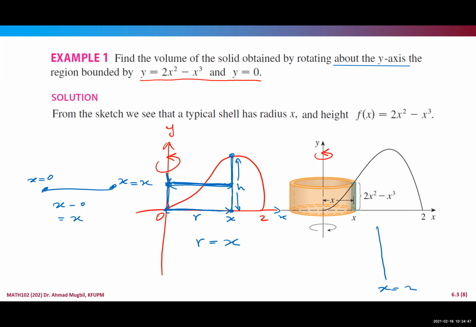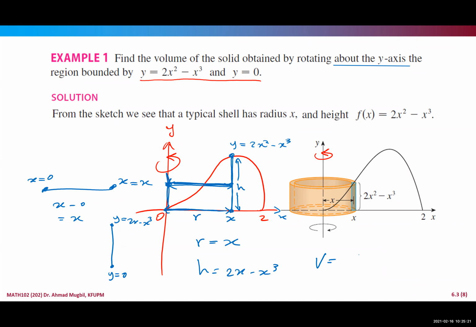Now, what is the length of this vertical line? You have a vertical line now. What is y here? Y here is f of x, 2x squared minus x cubed. And here y is what? Y is 0. So now H, the shell height, will be just 2x squared minus x cubed. This is so clear.